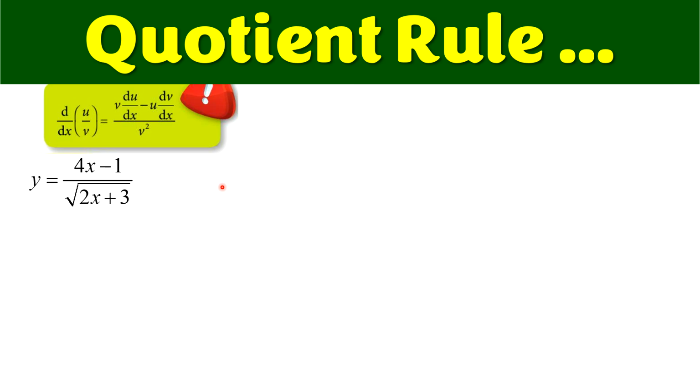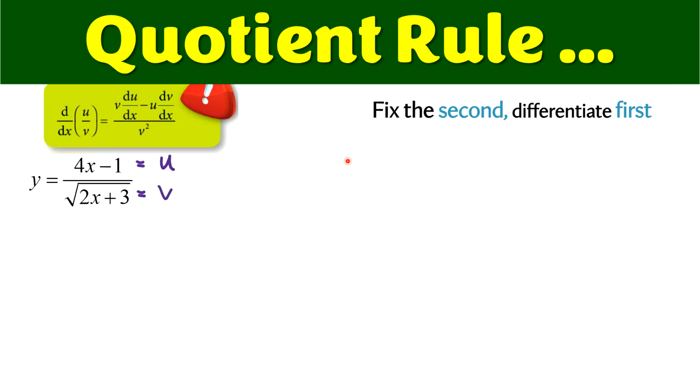Again, for us to use quotient rule, we will need to find the derivatives for both the numerator and denominator. So again, let's define the numerator u as 4x minus 1 and the denominator as square root of 2x plus 3. Since I need to differentiate the first function, u equals 4x minus 1, therefore u prime is simply equal to 4.